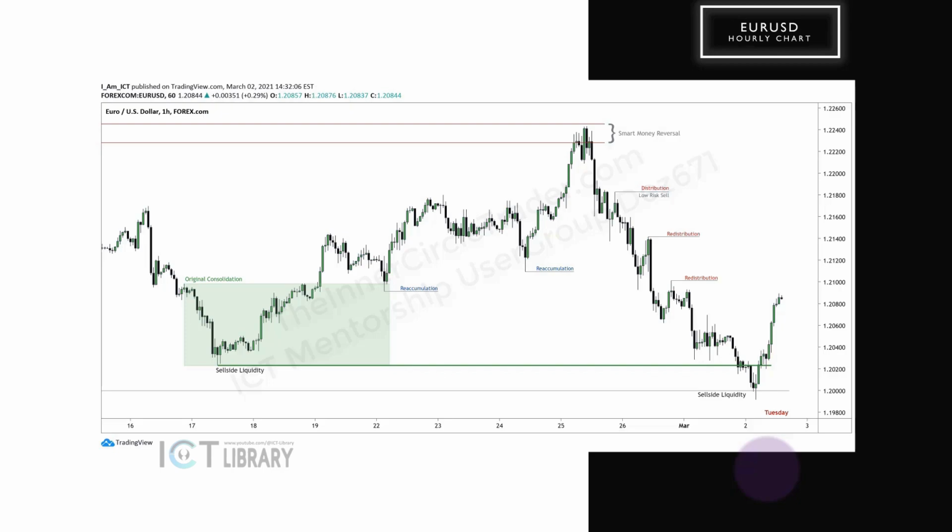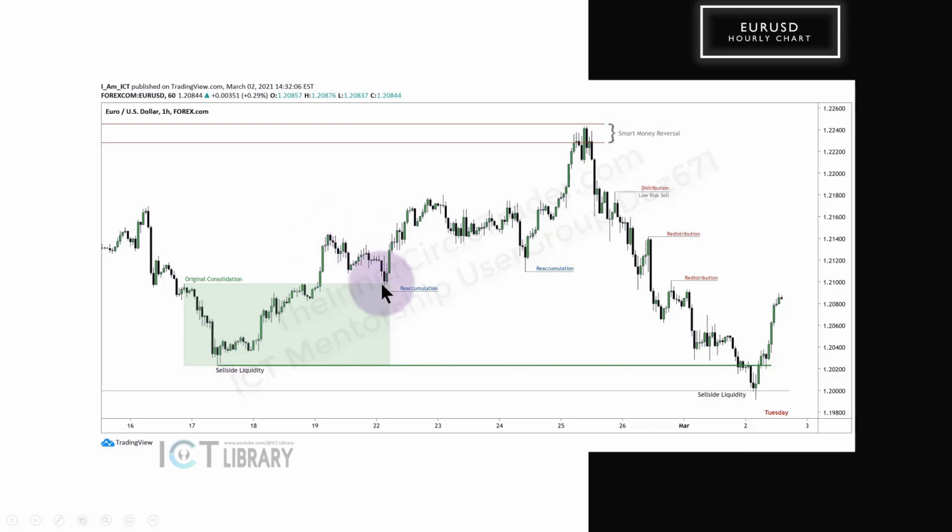Now, here is the market maker sell model, which is the opposite of what we saw in the dollar index with its buy model. This is a sell model. We have an original consolidation. It runs up out of the consolidation, comes back down into it. Okay, this does not have to happen, but if it happens, great. If it doesn't, it doesn't matter. But this is a reaccumulation.